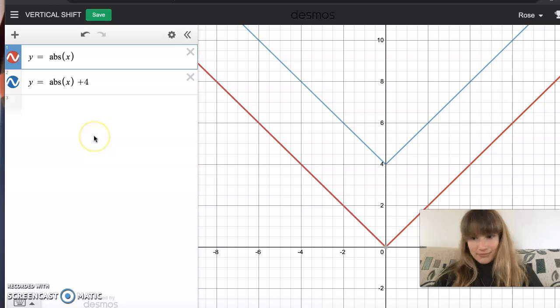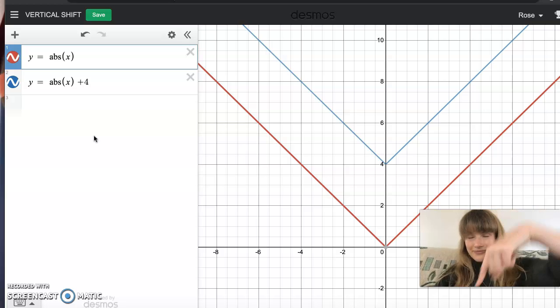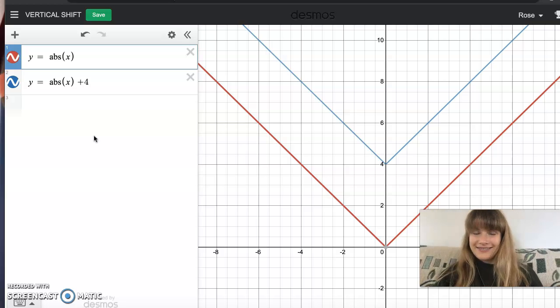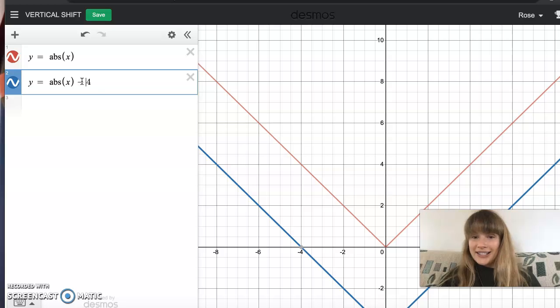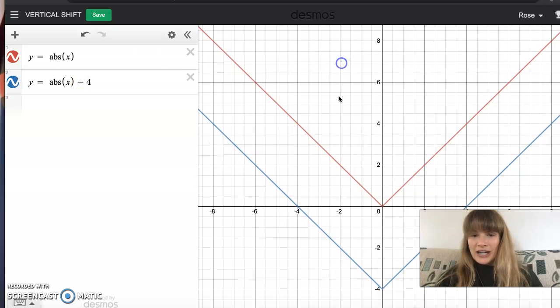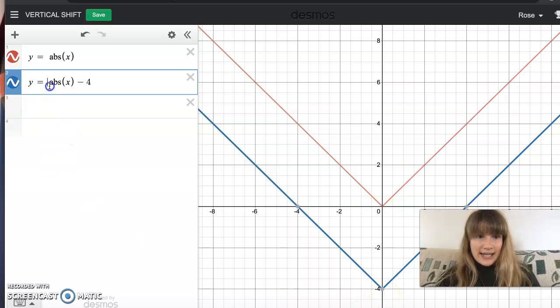Okay, so if I asked you to guess the other direction, how you move a graph down, what would you guess? Yes, exactly. You're going to move the graph down by using subtraction. So when you subtract something from an equation, the graph is going to shift 4 units down. Let's actually graph all of these together so you can compare them side by side.